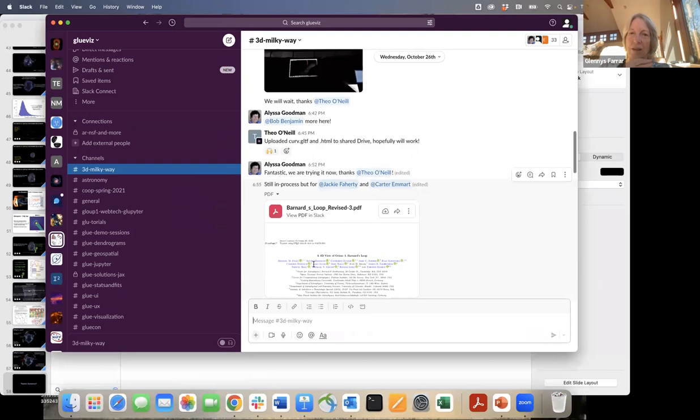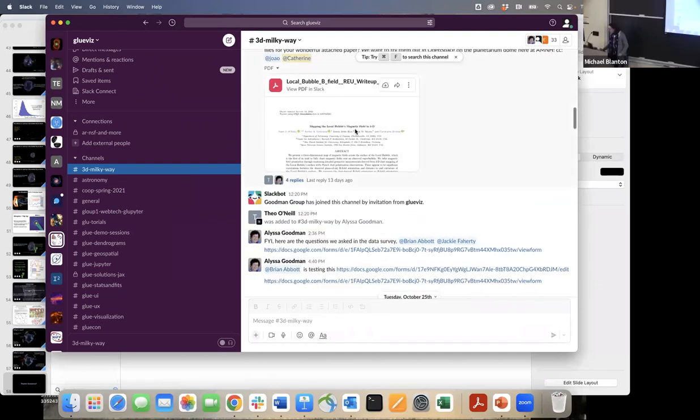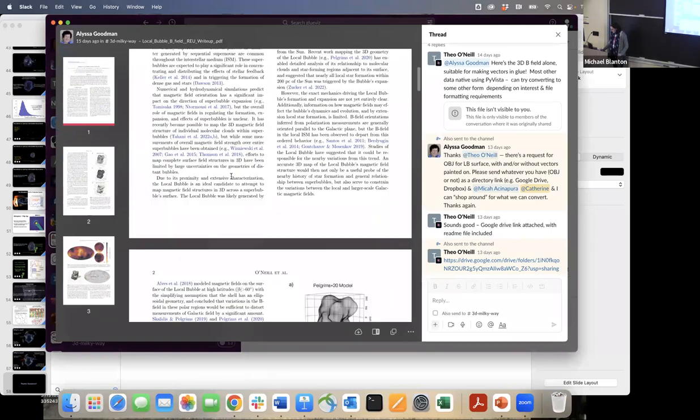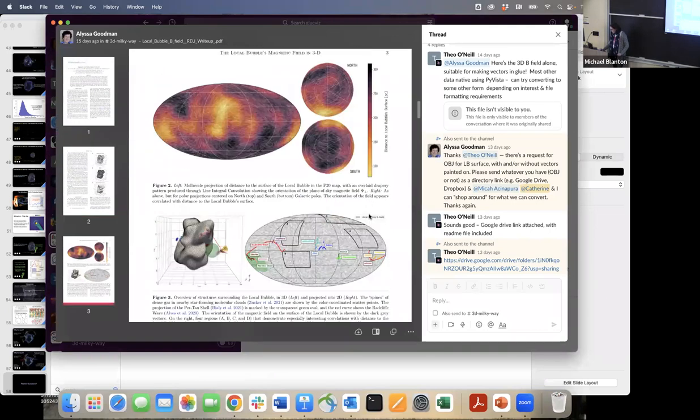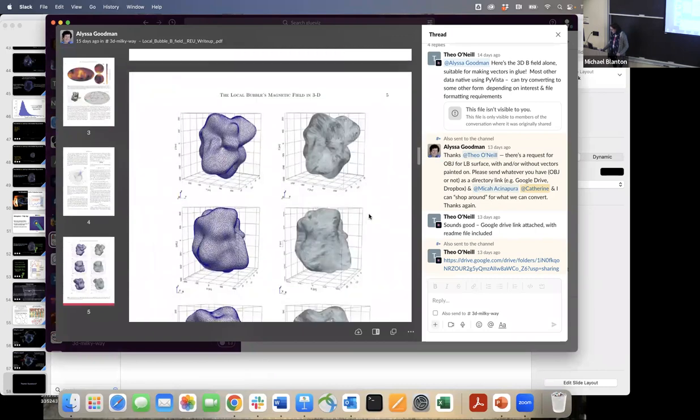Did I understand it's already published, or are you just going through what file to look in? Here it is, I found it. It'll be shown at the AAS in a press conference. Which one do you want to show, Alyssa? Show the one that looks like a cosmology map. Yeah, that one's fine.